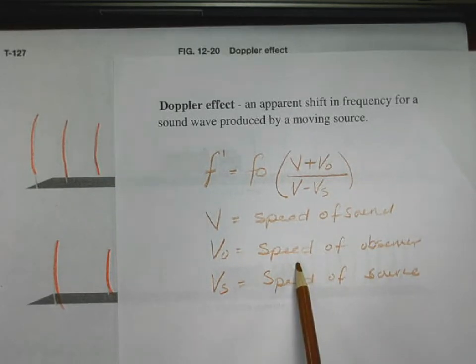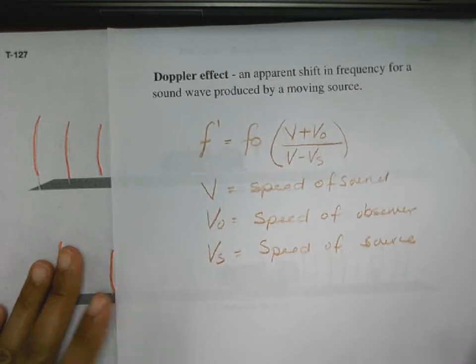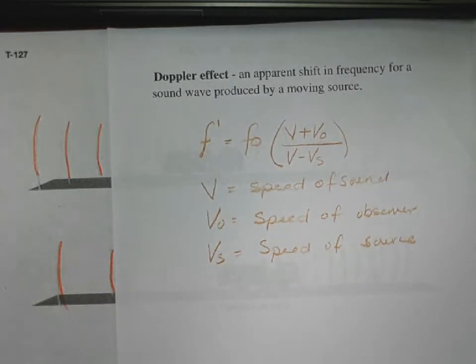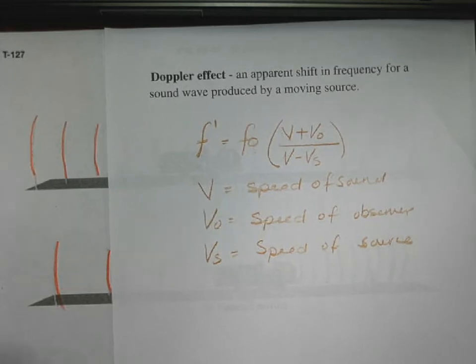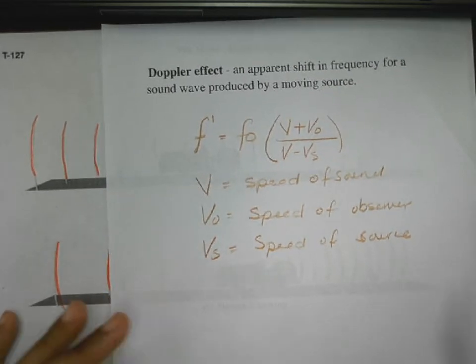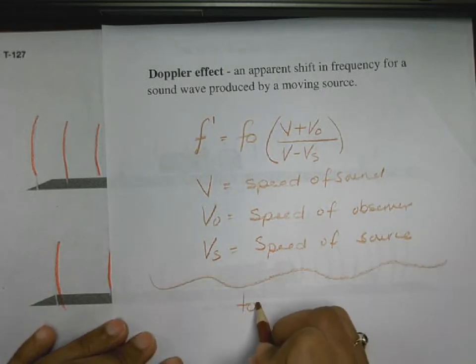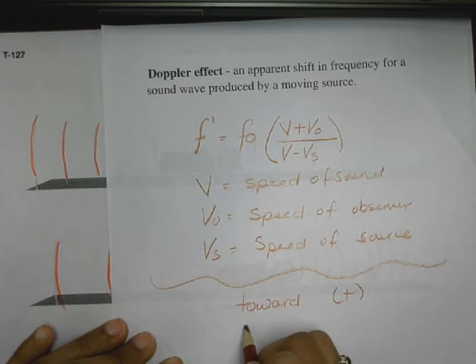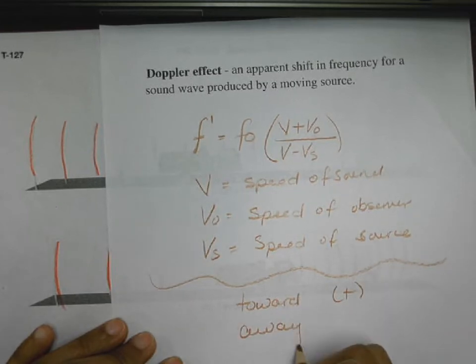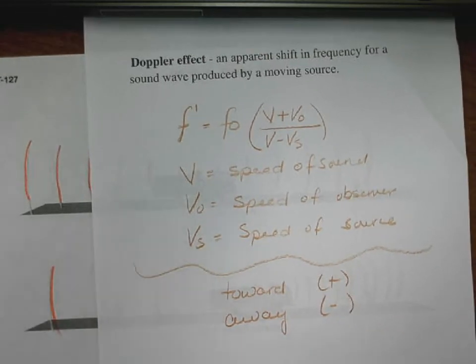This is the velocity of the observer. Is the observer moving? Is the observer not moving? This is the source. Is the source moving? Is the source not moving? So not only do you have to consider if the observer and the source are moving, but you have to consider how they're moving. There's a sign convention, and it's pretty simple. Toward, the sign is positive on the velocity. Away, the sign is negative on the velocity. Alright, so that's our sign conventions.